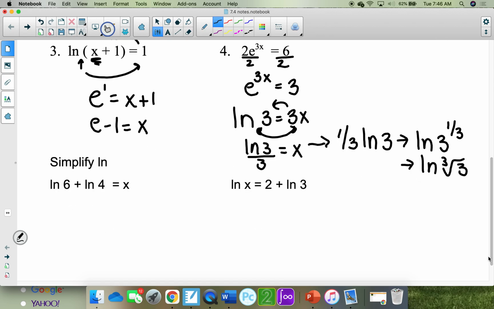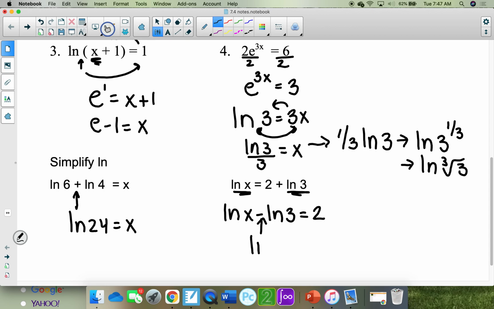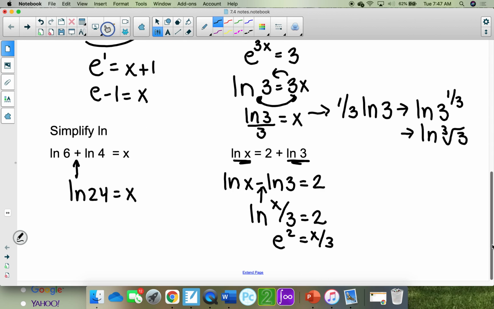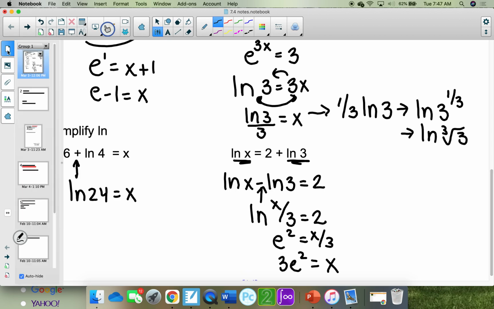So simplify natural logs. If there's an addition sign in between, you multiply the 6 and the 4. Here I'm going to put the natural logs together on the same side. So all I did was subtract the natural log of 3. There's a minus sign, so I can rewrite it, but I got to put a division sign in between. e to the second equals x over 3. I just put it in the loop around. So 3e to the second is equal to x. So these are all the quick little rules that you would have learned in algebra.